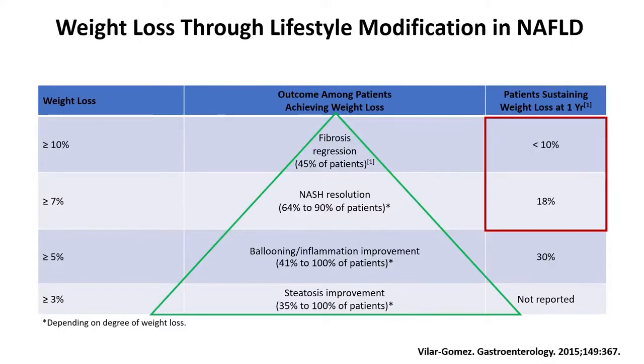So in terms of weight loss through lifestyle modification, we heard from Dr. Zelber-Sagi that it is effective, and if you lose more than 7% of your total body weight, you might be able to achieve NASH resolution. If you lose more than 10% of your total body weight, you may achieve fibrosis regression. And this is an achievable goal, because if someone is 300 pounds, they need to lose 30 pounds. So we are not talking about normalizing your BMI.